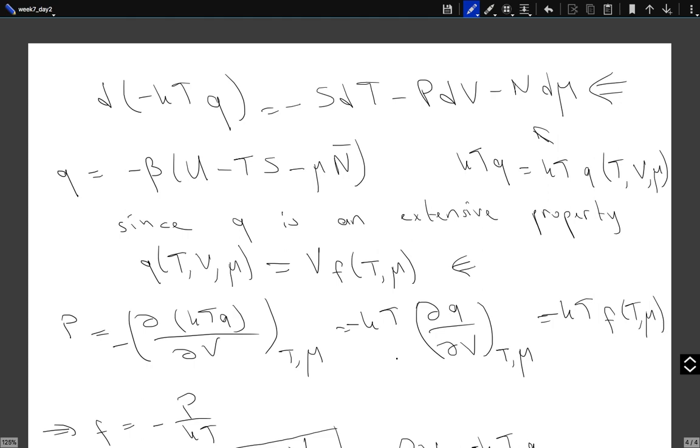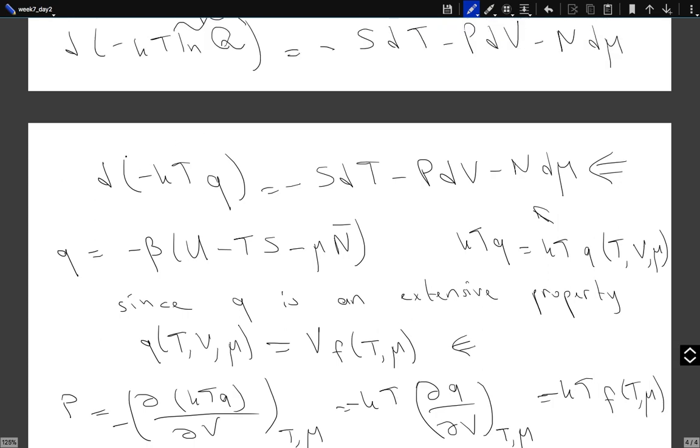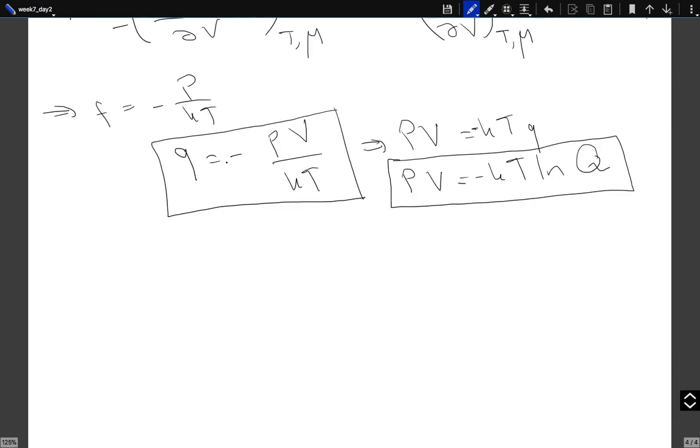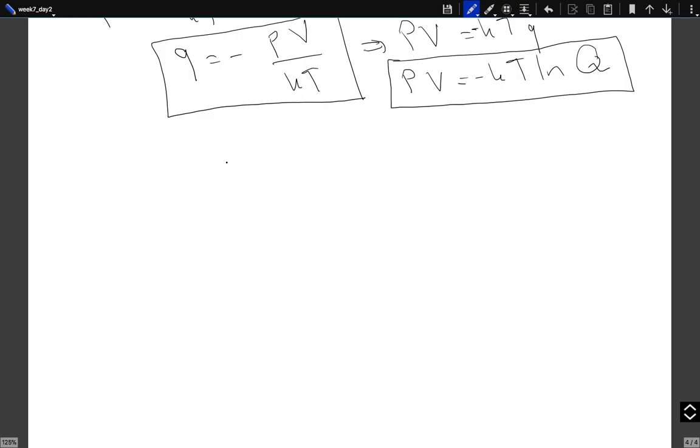And once you know this grand canonical partition function, you can basically treat this thing as one of the thermodynamic potentials. And then you can obtain the entropy. The pressure is already given by the partition function, and the number of particles. So everything is known. Let's do some examples.